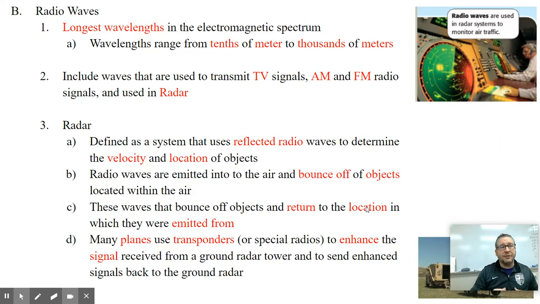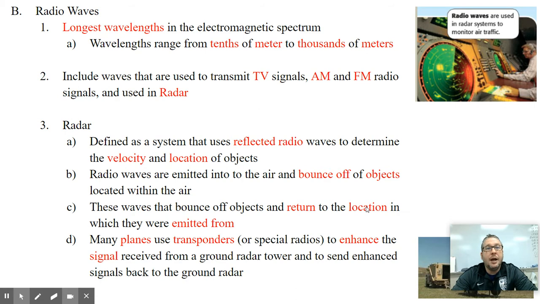Let's talk about radio waves. Okay, these are the longest wavelengths in the electromagnetic spectrum. Wavelengths range from tenths of meters to thousands of meters. So remember what a wavelength is. It's the distance between two neighboring identical spots. So tenths of a meter, that big, to thousands of meters. You're talking about miles between two identical points. TV signals, AM, FM radio, if you still listen to local radio.